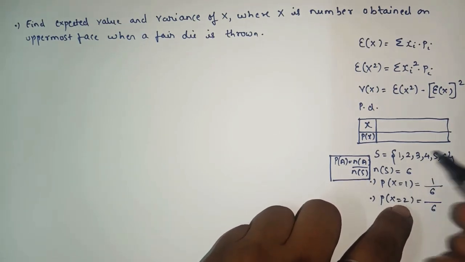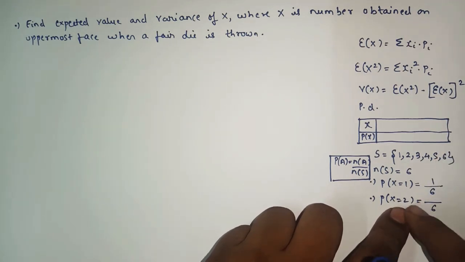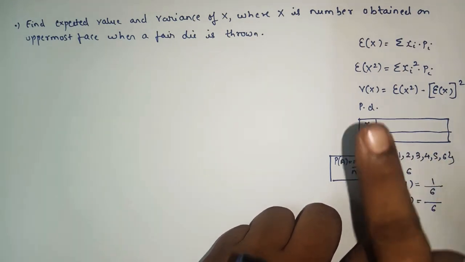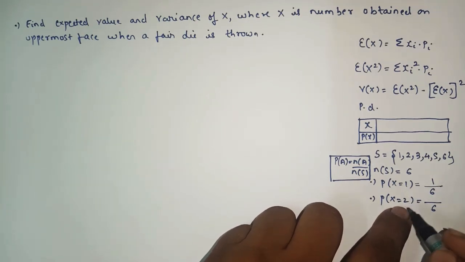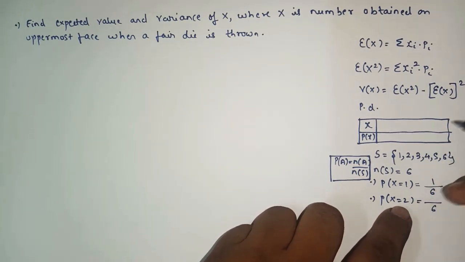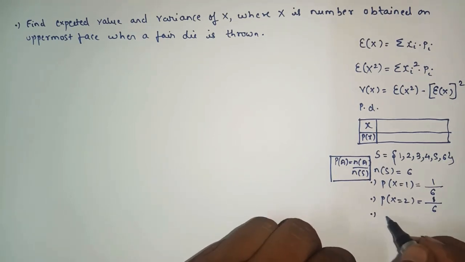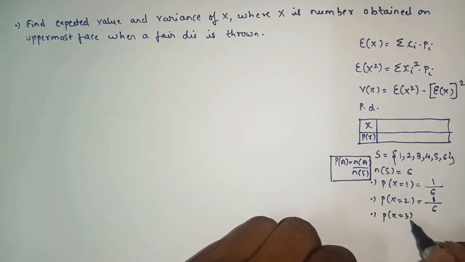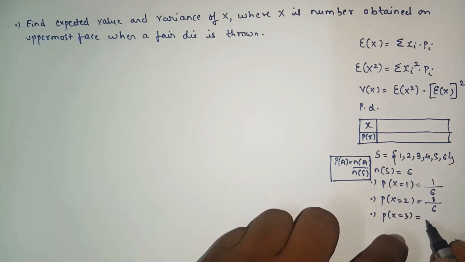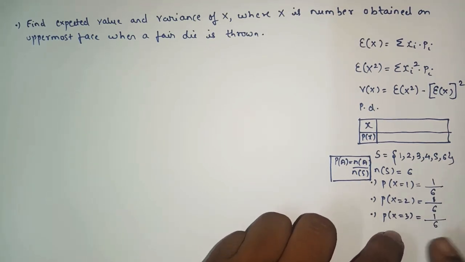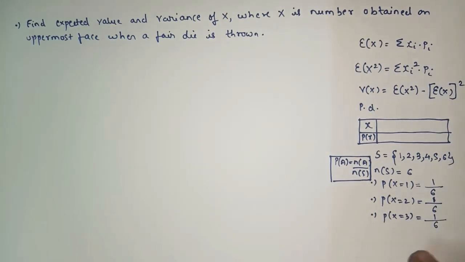If I say probability of getting 2 on the dice, sample space will remain the same. If a fair dice, a single dice, is thrown, the probability of getting 2 on a dice, it will appear only one time. Yes or no? So the answer will be 1 by 6 only. If I say probability of getting 3 on a dice, again the answer will be 1 by 6 only, because it will appear only one time.